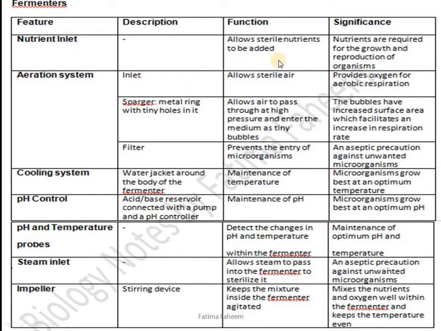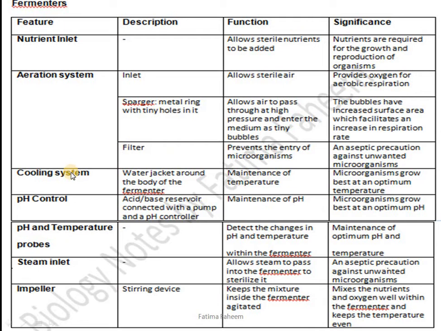Nutrient inlet will allow the sterile nutrients to be added. Nutrients are obviously required for the growth and reproduction of the microorganism that we are using. Mind you, the nutrients must be sterile so that your product formed is not contaminated. The aeration system allows air to pass through under pressure through the sparger so that bubbles increase the surface area, which facilitates an increase in respiration rate. This oxygen is obviously required for the aerobic respiration of the microorganism. Then we sometimes have a filter fitted here, which maintains the aseptic conditions, preventing the entry of microorganisms.